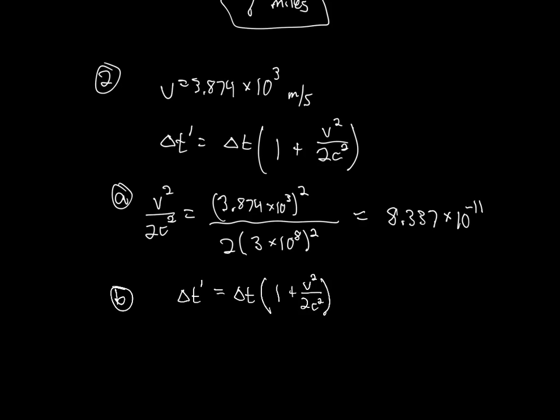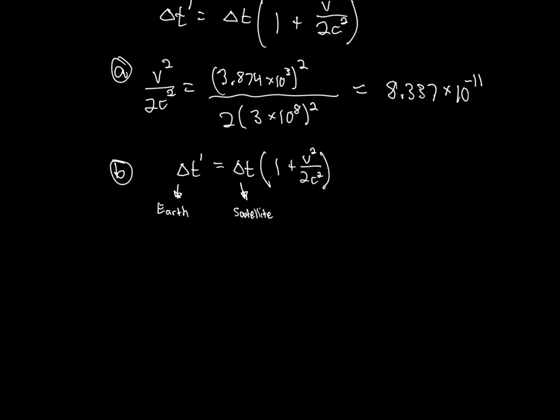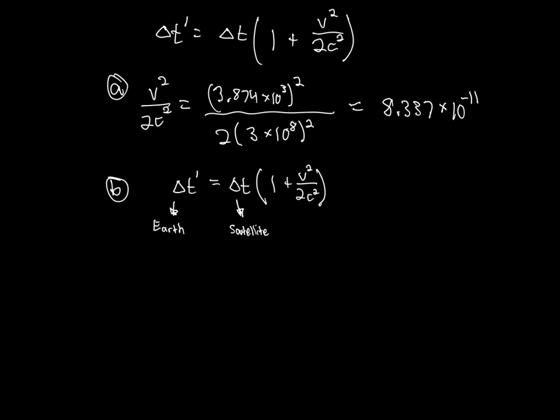What you could do is that delta t prime, and they tell you this in the problem itself, delta t prime is a clock on Earth. Delta t is a clock on the satellite. They want to know what kind of time do you read on a clock on Earth if you let the clock on the satellite run for 24 hours? How many seconds of difference do you get? So how would I do that?